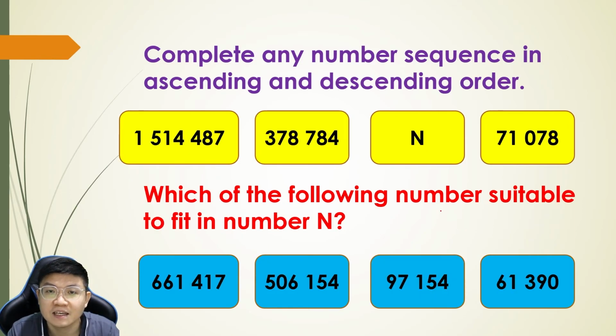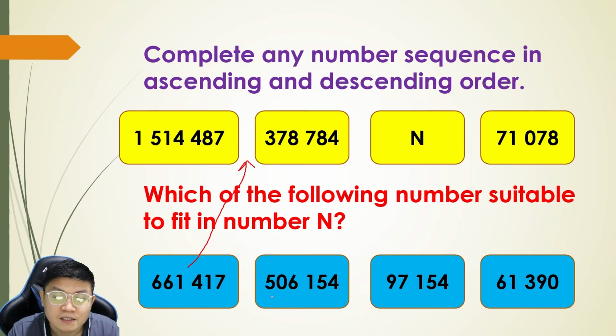Next, this is another given number sequence in an order, but we need to identify what the order is. All right, as you can see, these numbers are going down, right? It's actually from the largest to smallest, so-called descending order, yeah? So we need to find out which number suits N here. Okay, starting from 661,417, as you look at the number sequence, it should fall in between here.